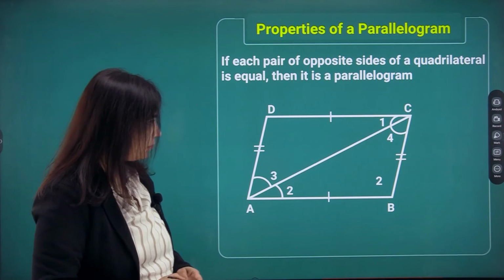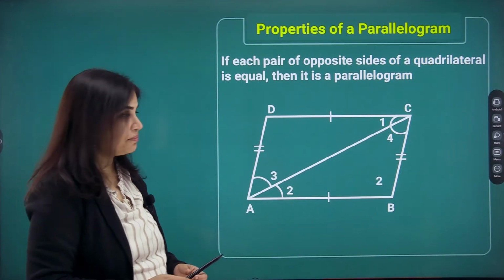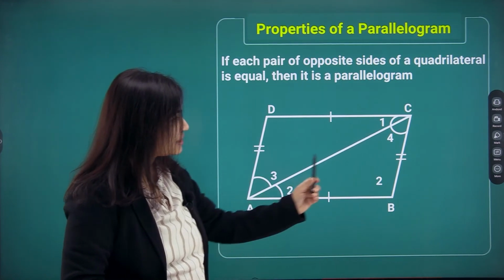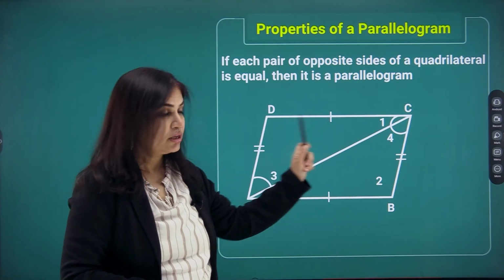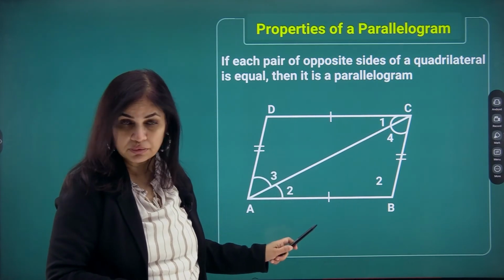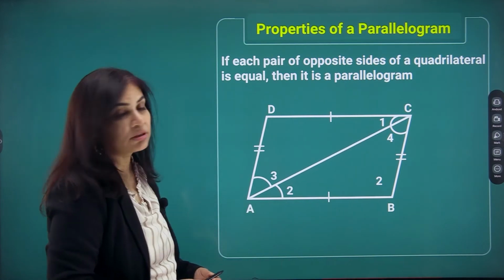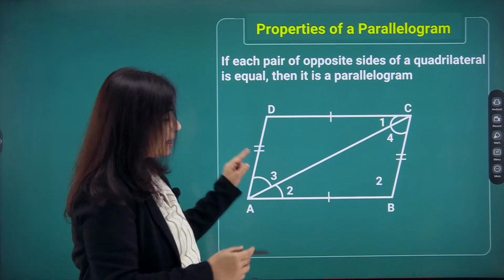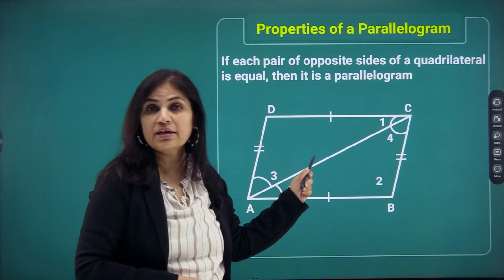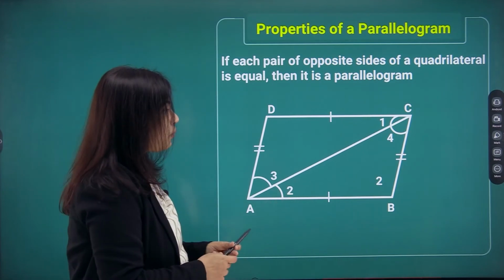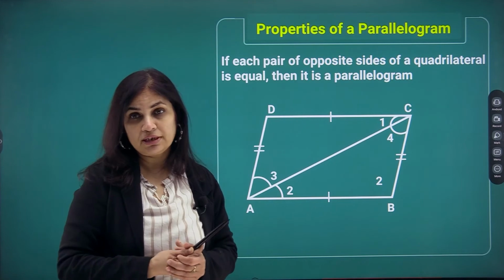Let us see how. In triangle ADC and triangle ABC, AD is equal to BC and AB is equal to DC. Two sides are given to be equal. The third side AC is common to both the triangles. So, by applying SSS congruency rule, we can see that the two triangles are congruent. Once the two triangles are congruent, their corresponding parts will be equal.